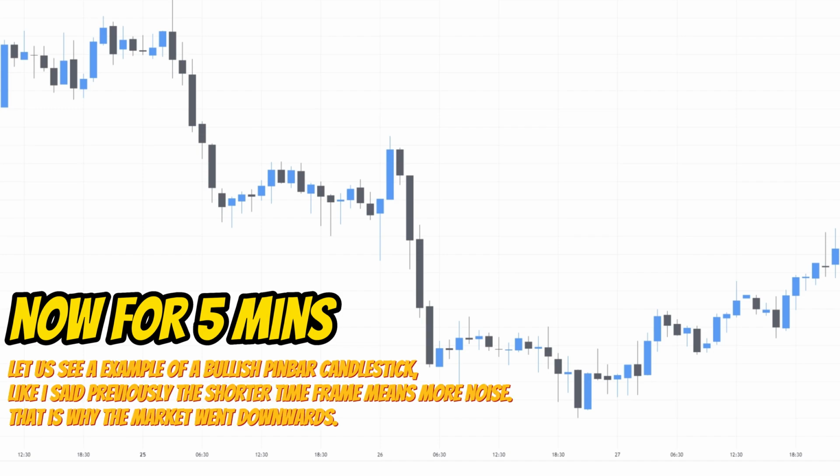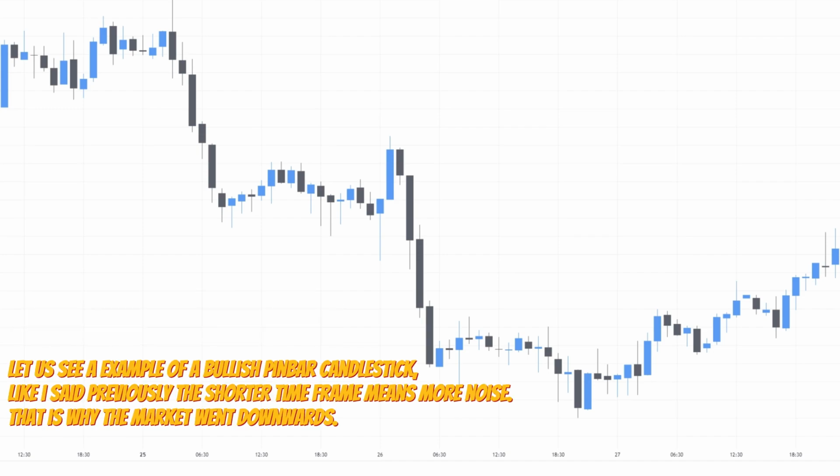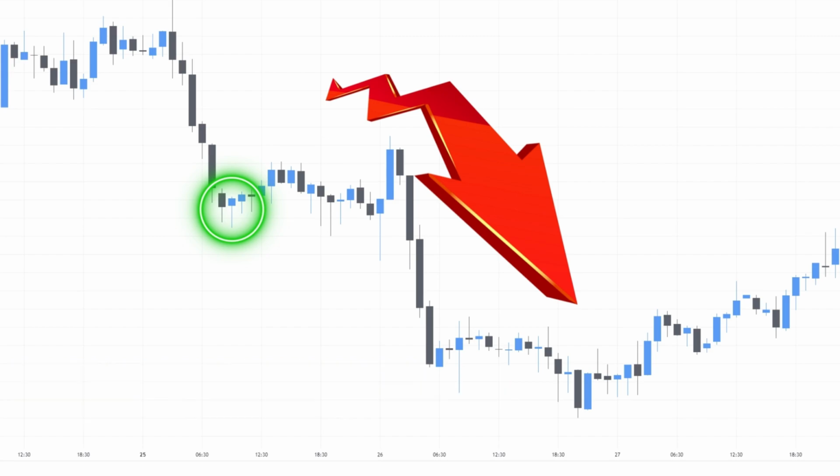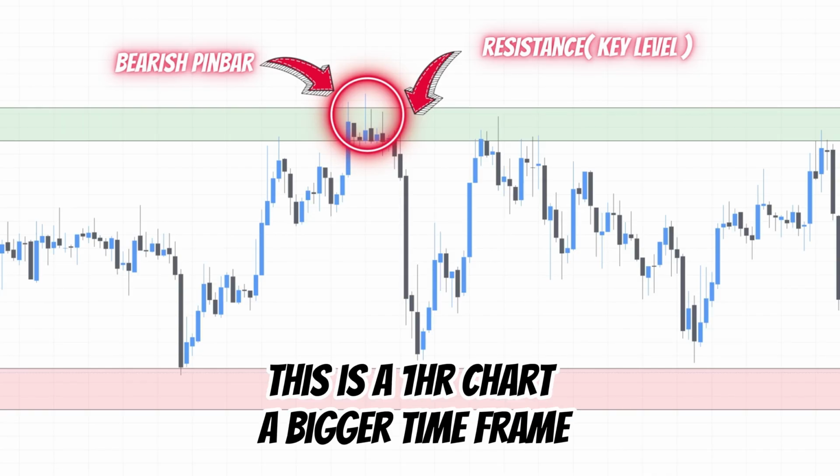Now for 5 minutes, let us see an example of a bullish pin bar candlestick. Like I said previously, the shorter time frame means more noise. That is why the market went downwards. This is a 1 hour chart, a bigger time frame.